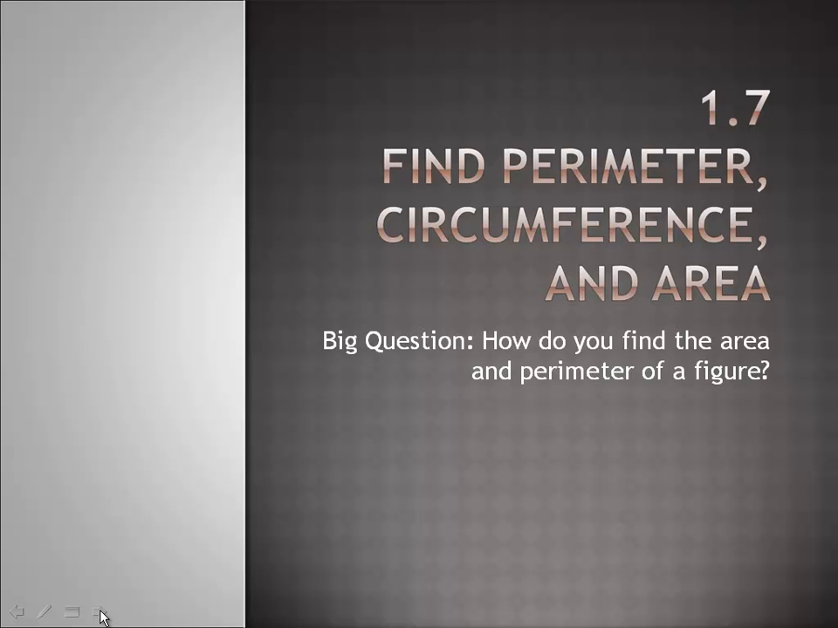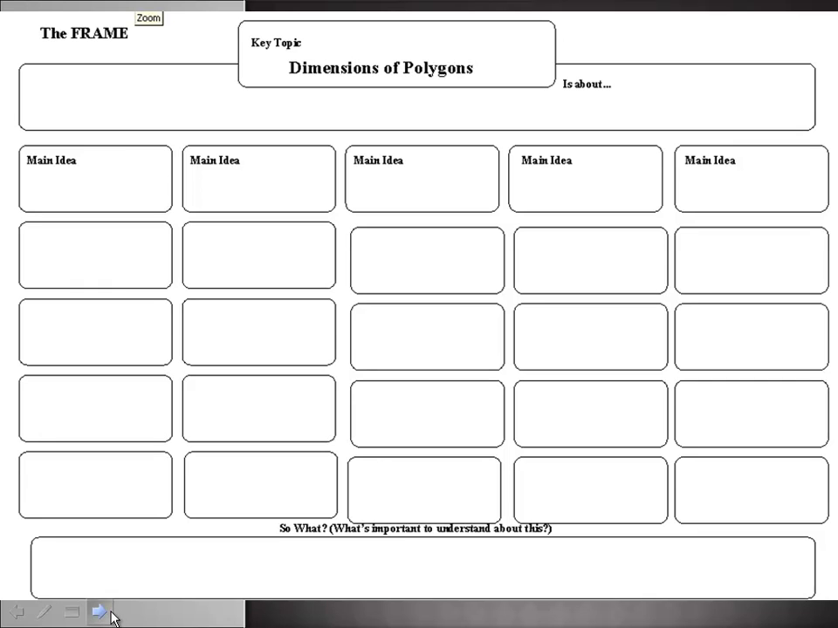Hi, today we're going to do lesson 1-7, that's find perimeter, circumference, and area. The big question here is how do you find the area and perimeter of a figure? So if you look at your dimensions of polygons frame, this is about knowing the formulas for perimeter, area, and circumference.